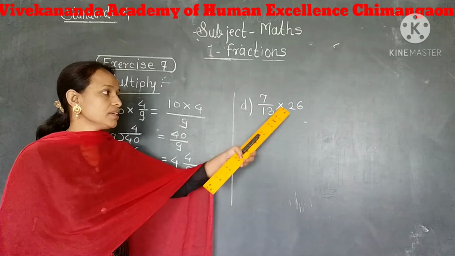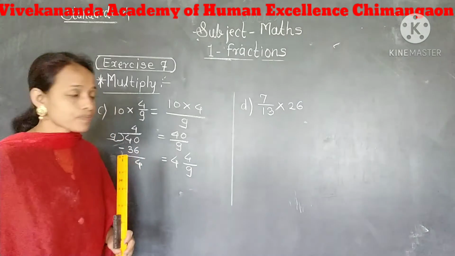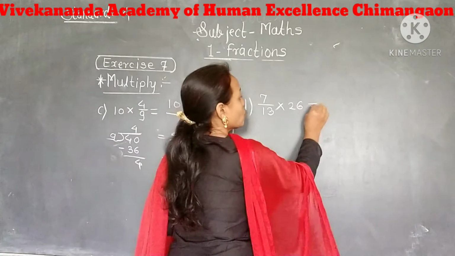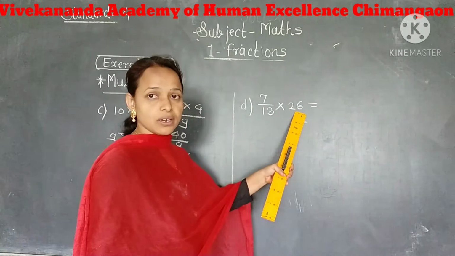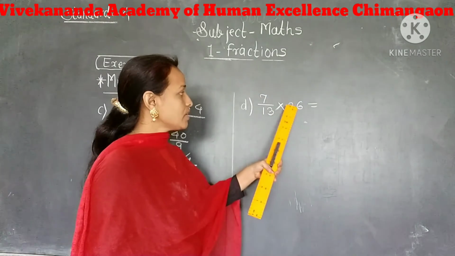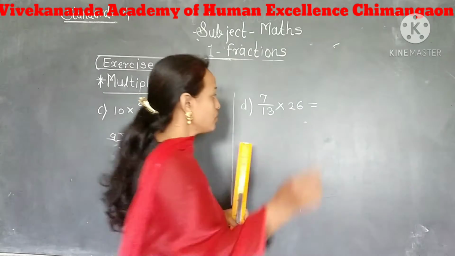7 upon 13 multiplied by 26. So here we multiply the numerator with the whole number. Here the numerator is 7 and the whole number is 26. So we multiply.